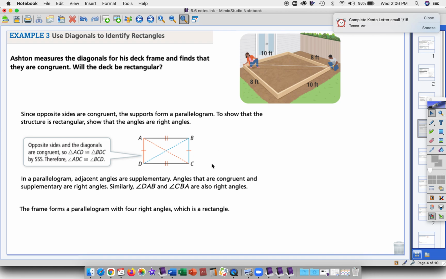So the opposite sides and the diagonals are congruent. So we can split this into the two overlapping triangles. We're going to pull them apart, right? We've got ACD and we've got BDC. So they are congruent by SSS. So therefore, angle ADC is congruent to angle BCD. Now we know in a parallelogram that adjacent angles are supplementary. So if they're supplementary and congruent, they must be right angles. Therefore, this parallelogram is a rectangle.